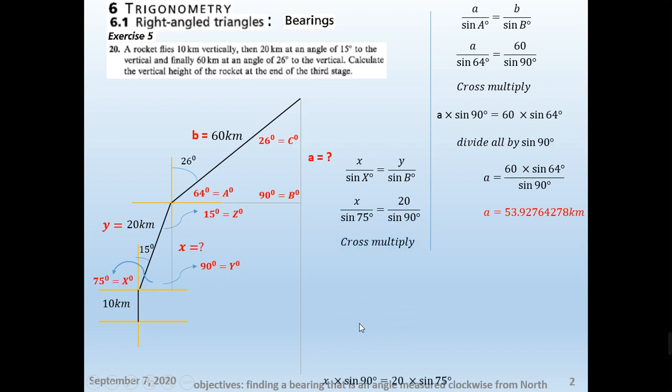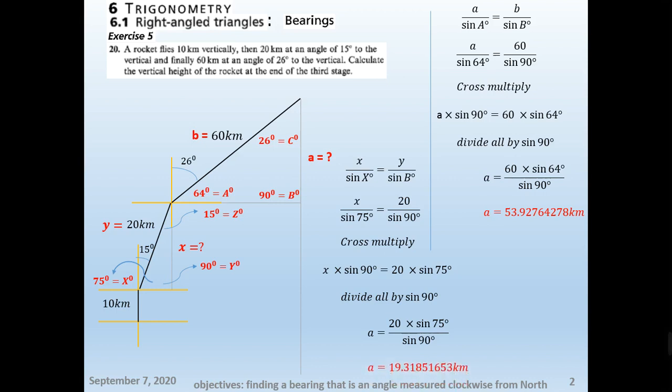Let's cross multiply. So it's x times sine of 90 is equal to 20 times sine of 75. We're getting rid of sine of 90 by dividing all by sine of 90. So x is equal to 20 times sine of 75 over sine of 90. If you insert this in the calculator, you're going to end up with x is equal to 19.3 kilometer, and this is correct to 3 significant figures.